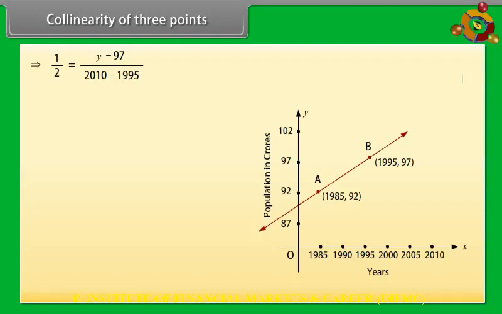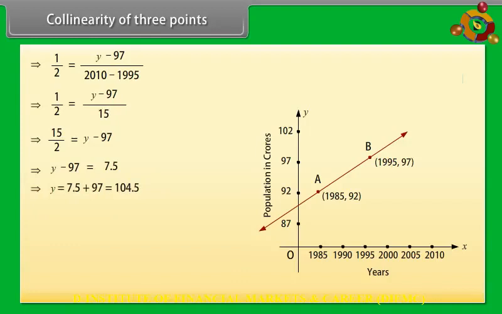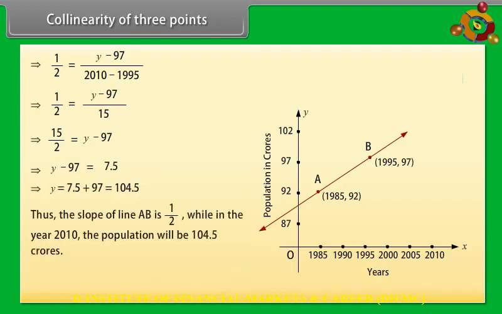1 by 2 is equal to (y minus 97) divided by (2010 minus 1995). On solving, we get y is equal to 104.5. Thus, the slope of line AB is 1 by 2, while in the year 2010, the population will be 104.5 crores.